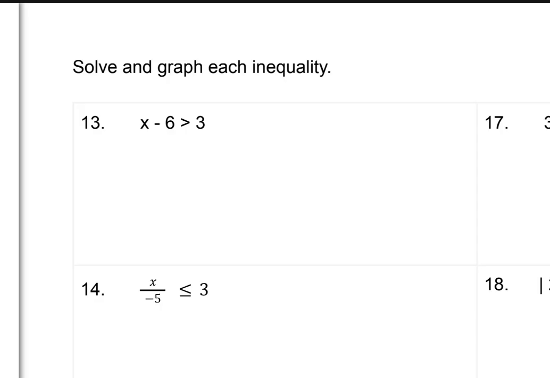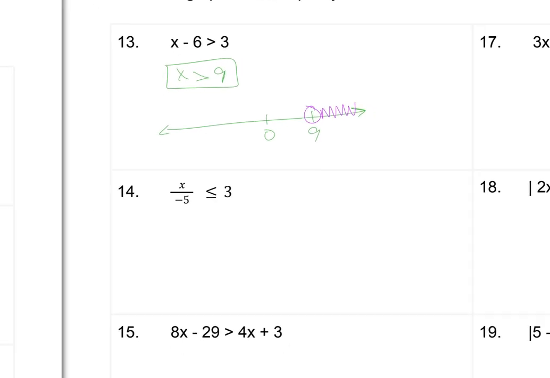Solve and graph each inequality. I'm going to add 6 first. So there's my first answer, and here comes the graph. It's going to be an open dot on 9 and everything greater than x.